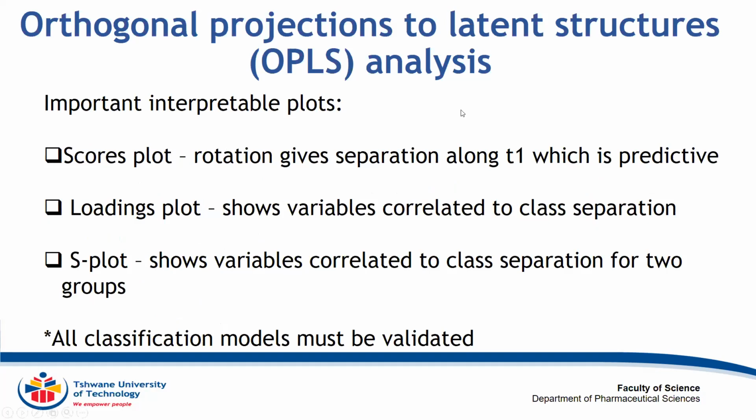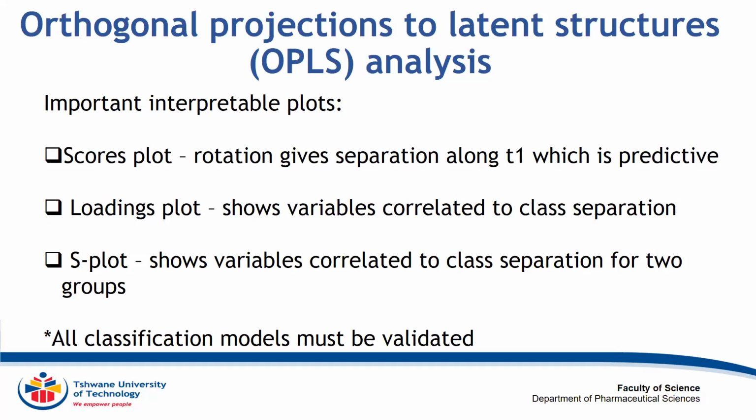The plots that we will come across in OPLS, we have the scores plot and the loadings plot, which is similar to what we observed in the PCA. However, in the scores plot now, we are able to see a rotation where your T1 always looks at the predictive information in your X data matrix. And then T2 going forward will depend on the number of classes that you would have assigned. And then we have the loadings plot once again, which shows variables correlated to class separation.